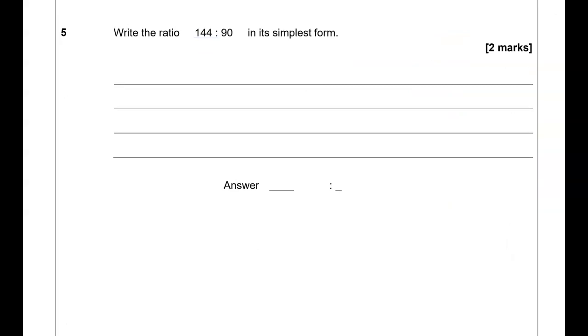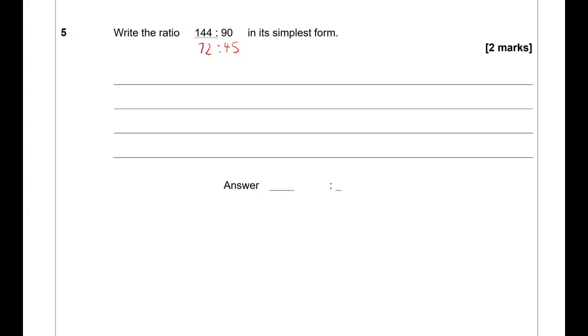Write the ratio 144 to 90 in its simplest form. If you look at the numbers and they look big and you don't know what to divide them by, then it's okay to just break it down like you do with the fractions. So in this case, I'll divide both numbers by 2 because 2 fits into both of them. So if I divide 144 by 2, it's going to give me 72. And then 90 divided by 2 gives me 45.